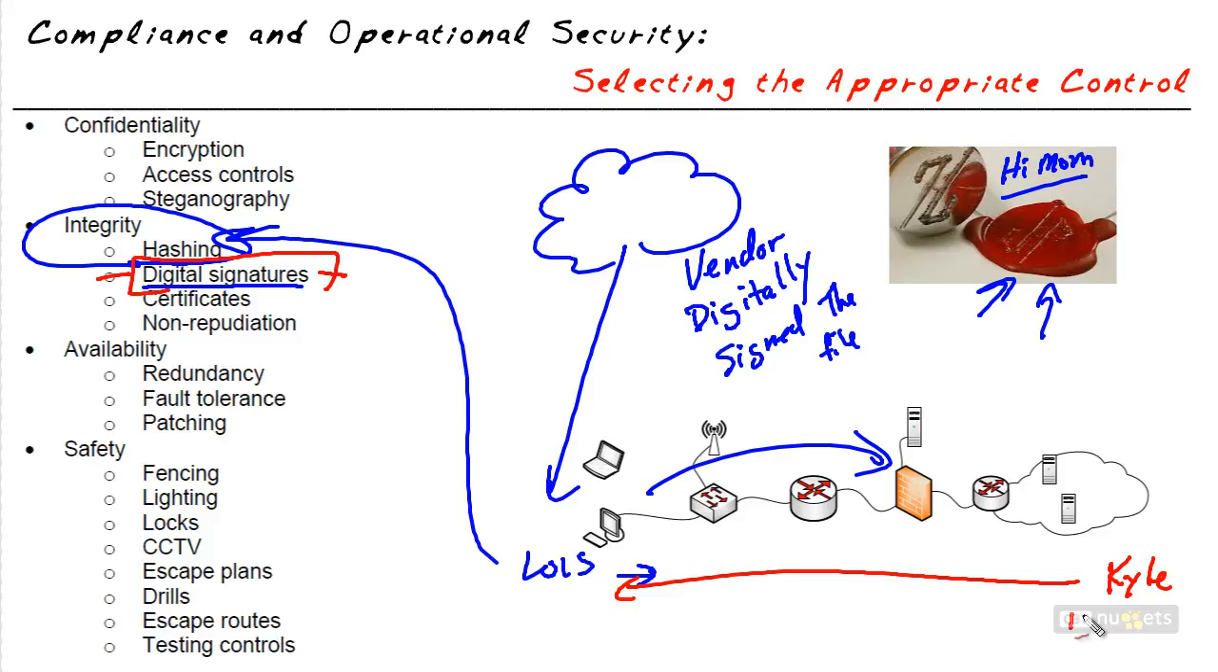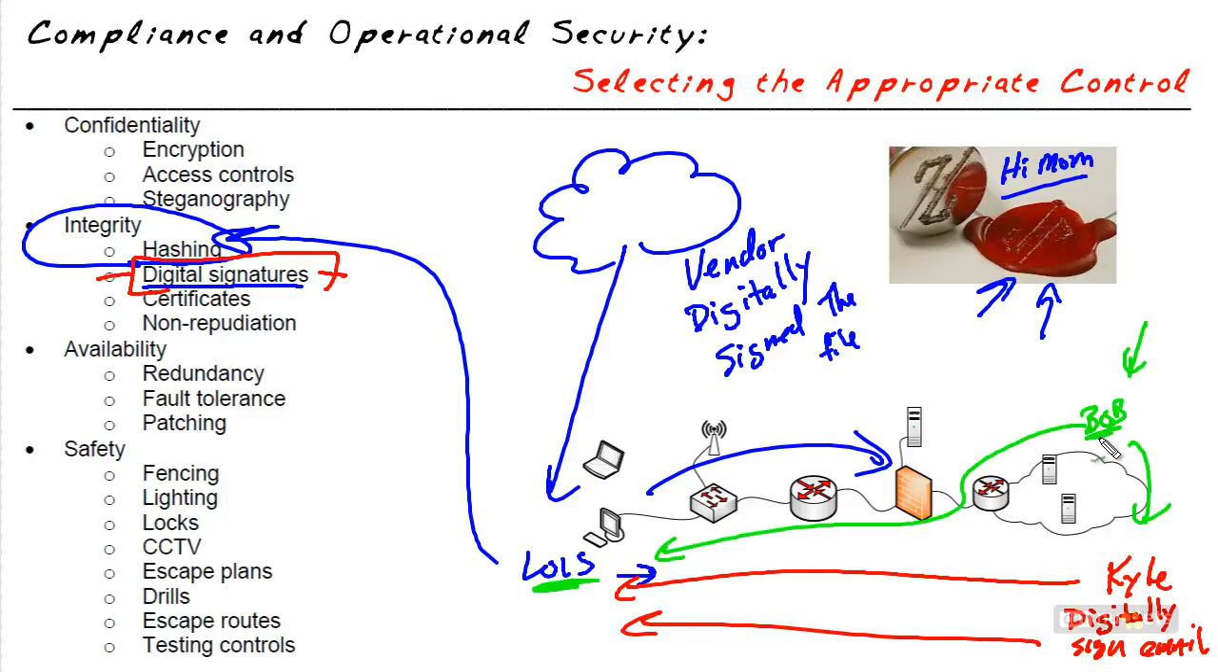Kyle can go ahead and digitally sign the email, and then he can send it to Lois, along with any attachment that might be in that email. Lois, when she gets the email, she goes ahead and she verifies Kyle's digital signature, and if that's verified, we've just identified who sent it, and then potentially, if we trust the sender, we could also trust the contents of that email message.